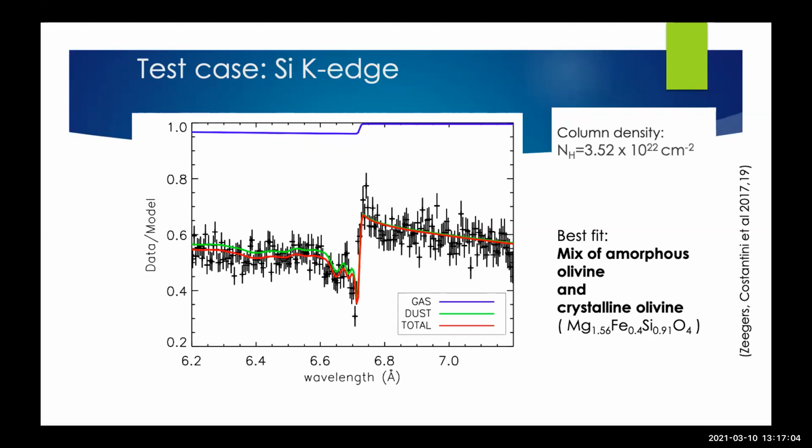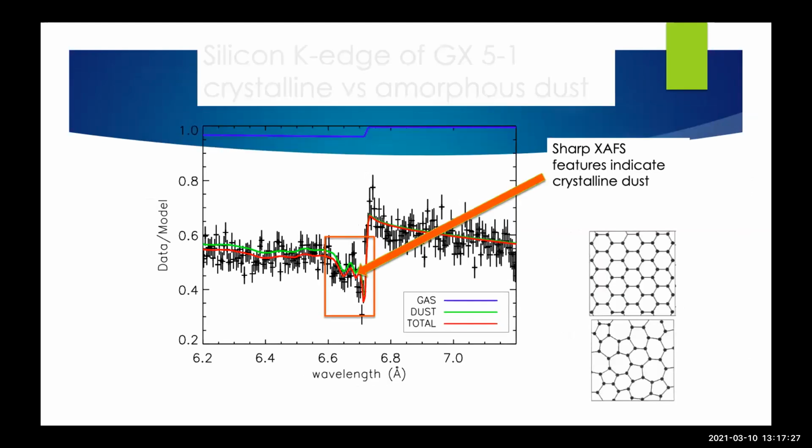So in this particular case, the best fit was provided by a mixture of amorphous olivine and olivine in crystalline form. So let me go a little bit in detail on what you can learn about this type of analysis. So first of all, let's go to the absorption features. So here, not only can you understand the chemistry of the intervening interstellar dust, but also you can guess if the dust in front of you is crystalline or amorphous or a mixture of the two.